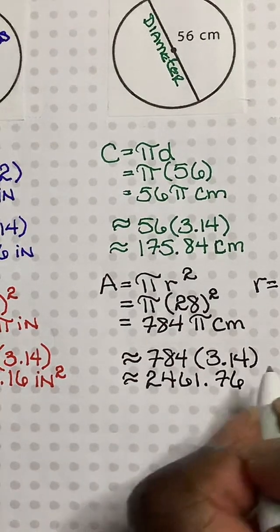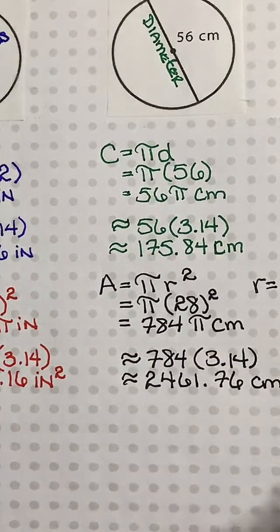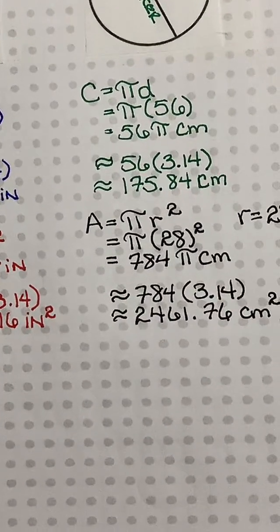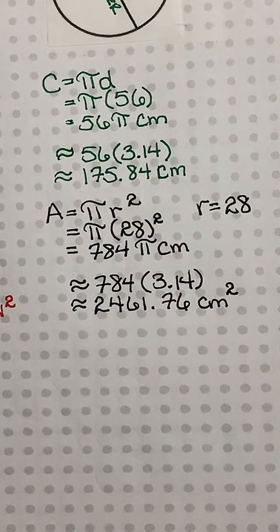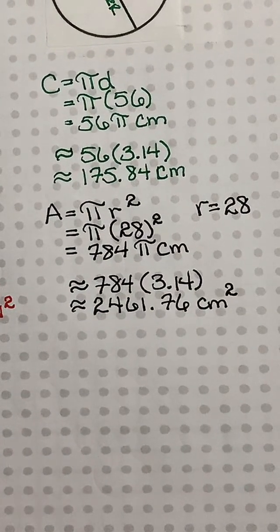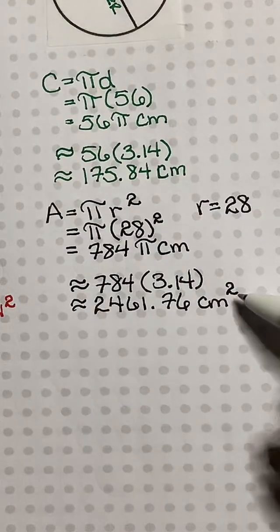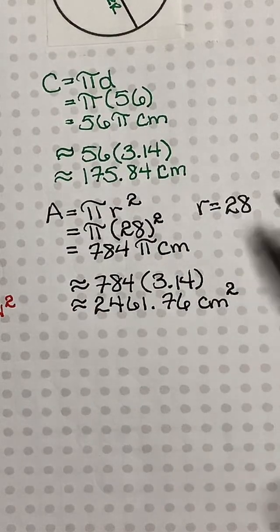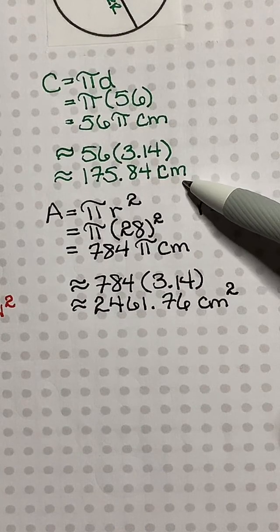2,461.76. And this is my squared centimeters. Okay, so this is my squared centimeters. Good. All right, yep. So area, you always square your units. Circumference or perimeter, we do not.